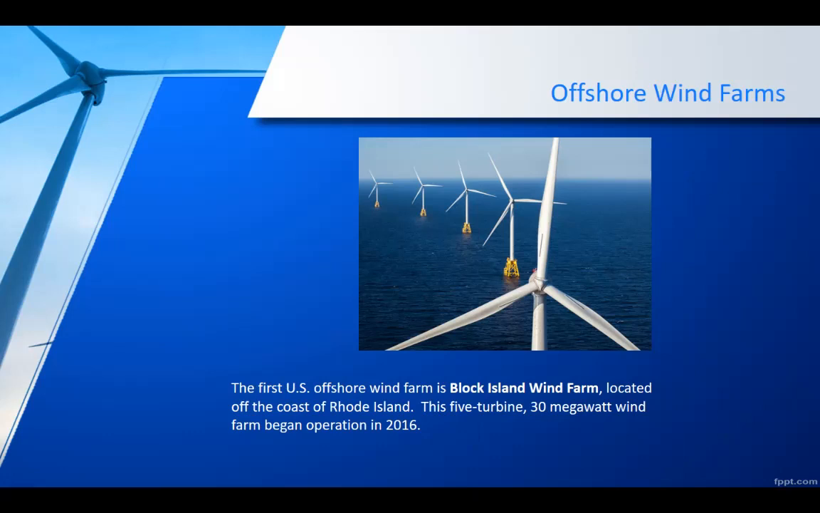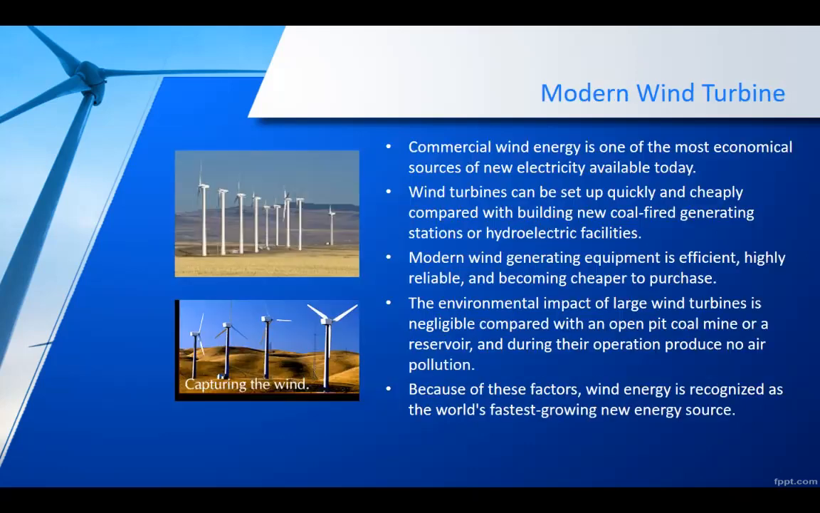The first one in the U.S. is Block Island Wind Farm, which is located off the coast of Rhode Island. This 5-turbine, 30-megawatt wind farm began operation in 2016, and I think you're going to see more and more of them. Oregon has invested in wind, and I think it's just a matter of time before we start having these offshore wind farms here in Oregon.